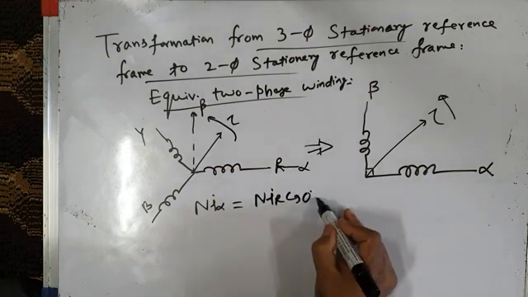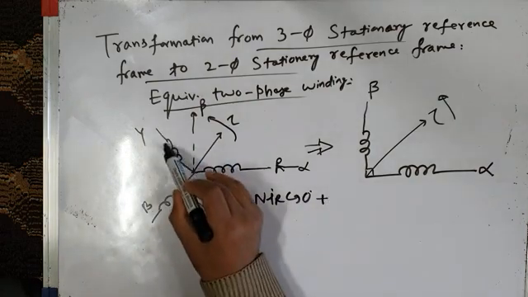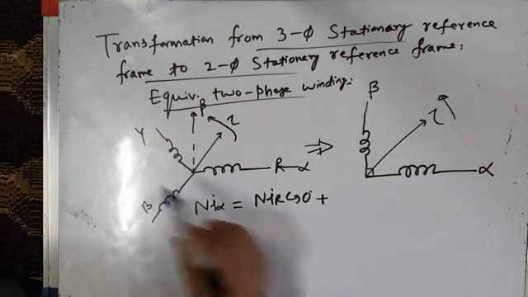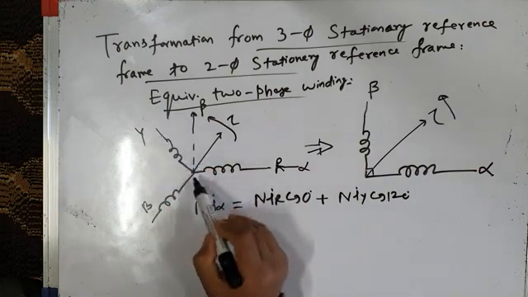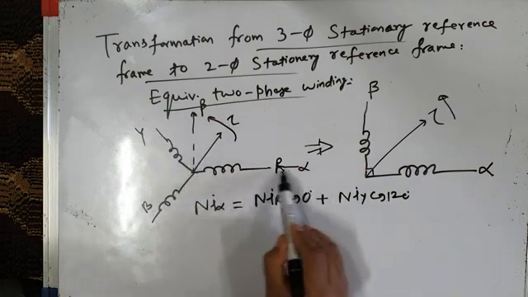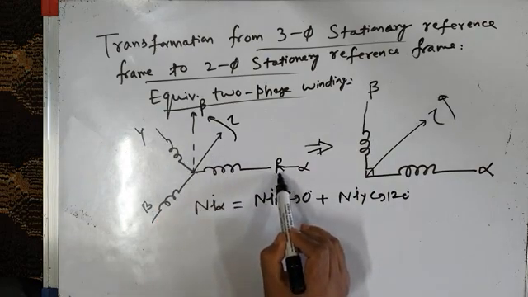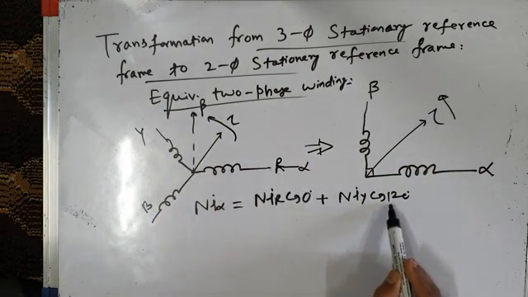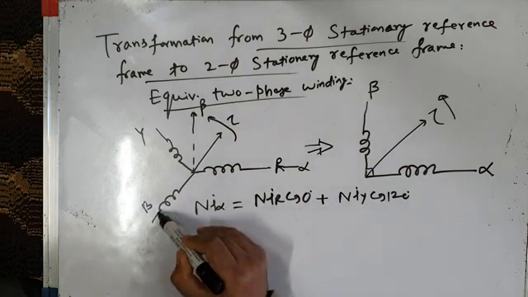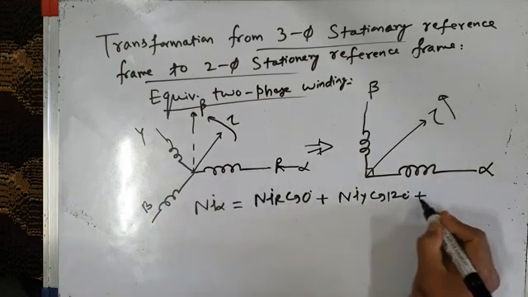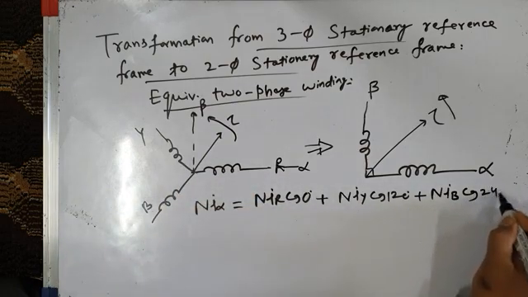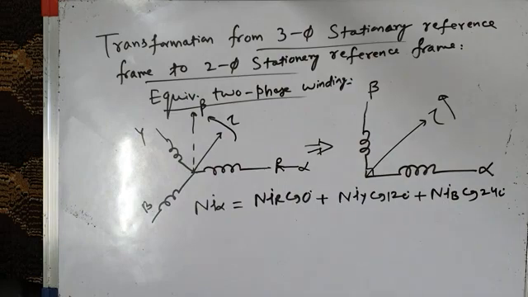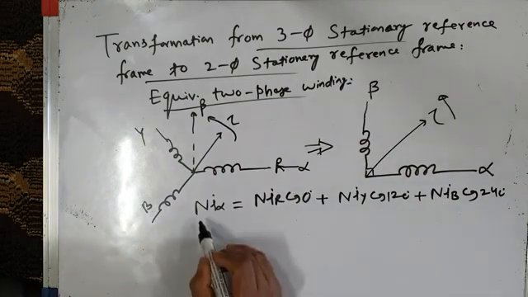Plus, what is the component of Y phase MMF on alpha axis? That is given by N into IY cos 120 degrees, because Y phase axis is at 120 degrees with respect to alpha axis or with respect to R axis. So its component along alpha axis is N into IY cos 120 degrees. And what is the component of MMF produced by current in B phase winding along alpha axis? That is plus N into IB cos 240 degrees, because this is 120 plus 120, 240 degrees. Right? So this is MMF along alpha axis.